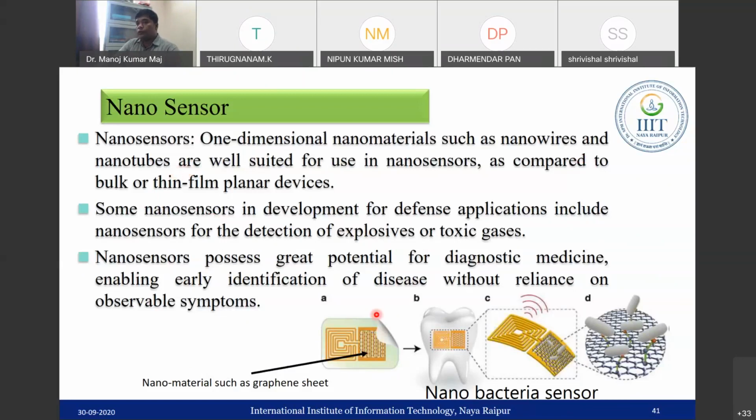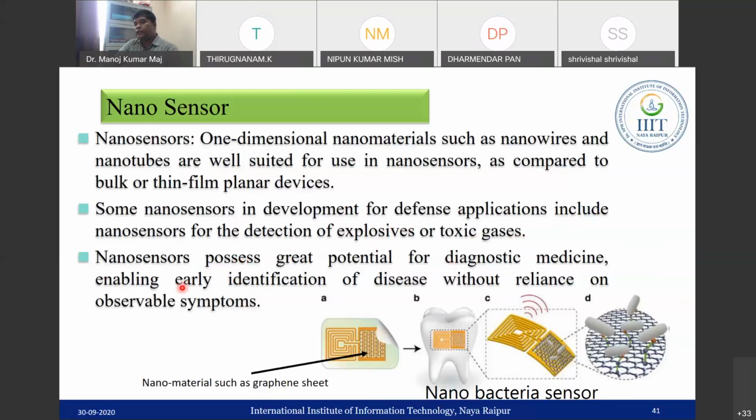So some of the nanosensors can be used for defense applications, for the detection of explosive or toxic gases, because they can be very lightweight and non-toxic, so we can actually use them for defense purposes and some security purposes.